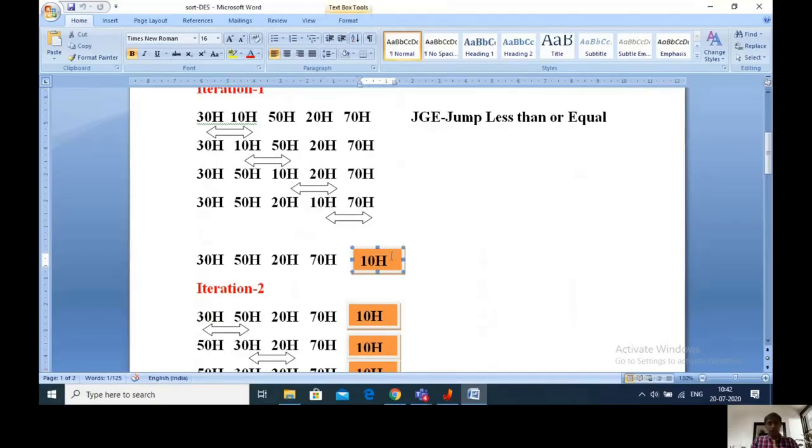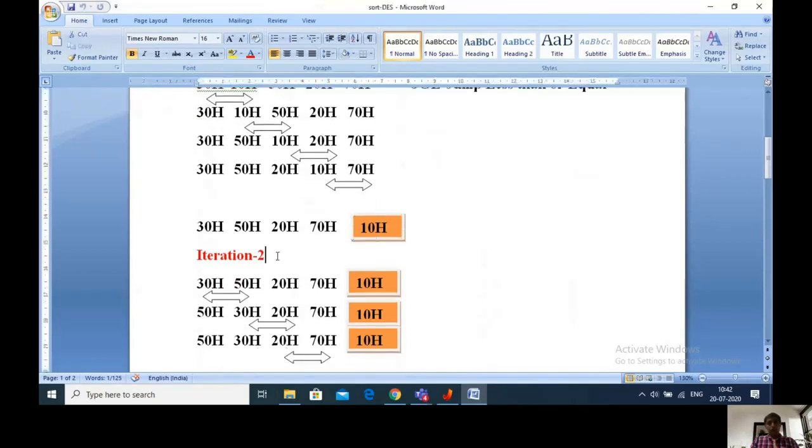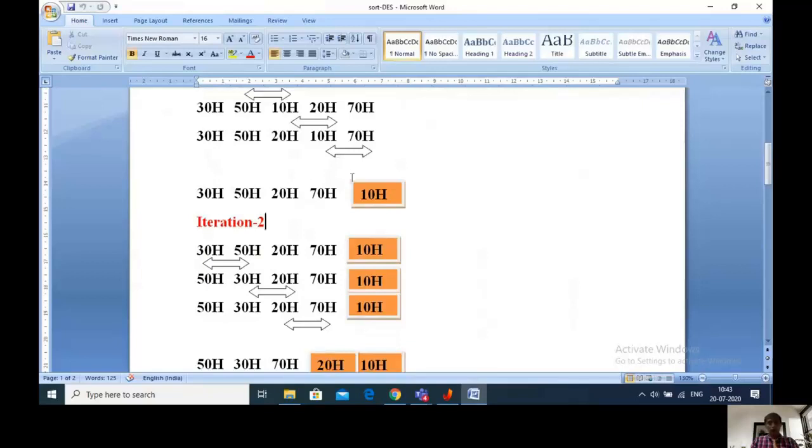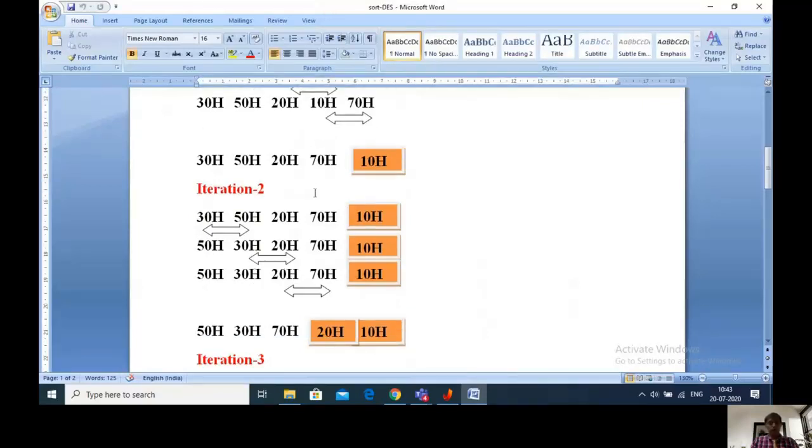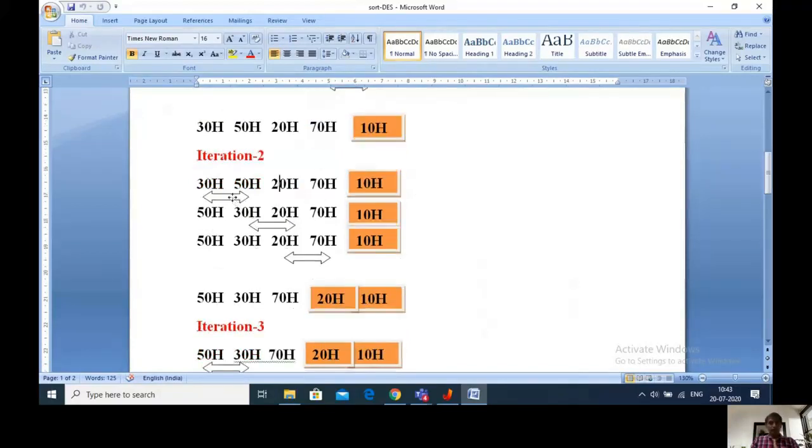Now it is frozen. We achieved the smallest number. Then what is the next step? Go to the next iteration, the second iteration. For the first iteration we compared 4 times; 4 comparisons are required. At the end of the first iteration we froze the smallest number among the given array. Coming to iteration 2, we take this arrangement into account. Here also, coming to the first comparison.